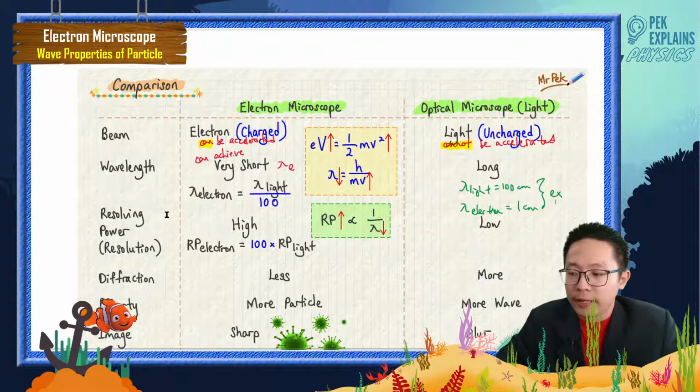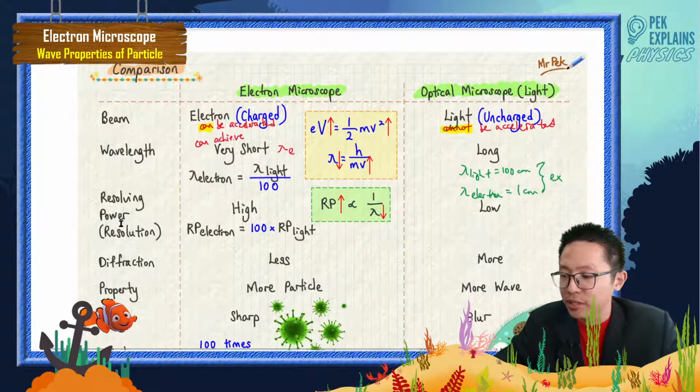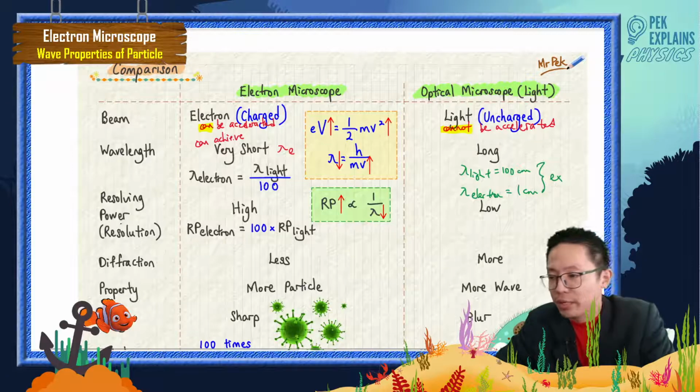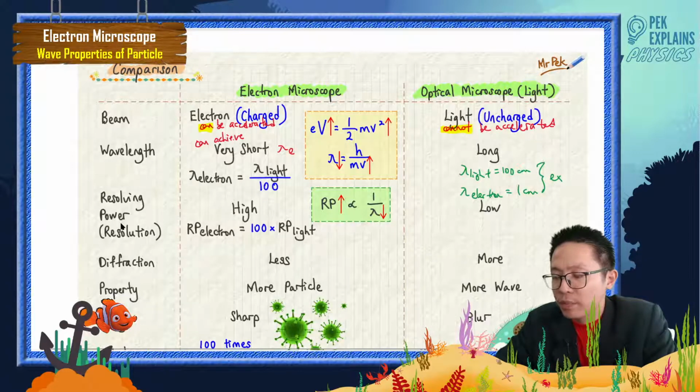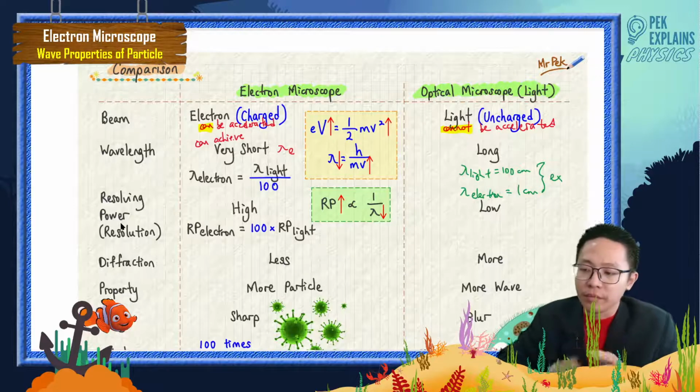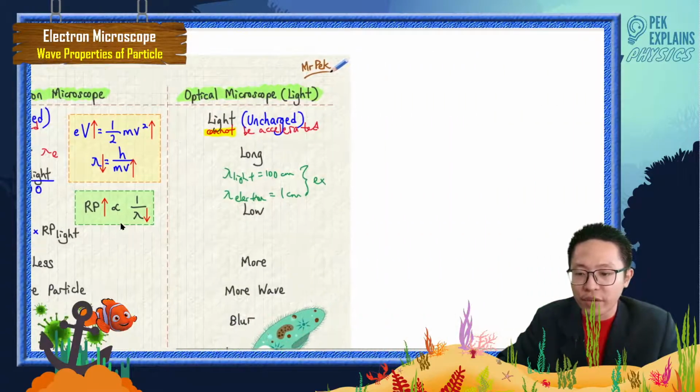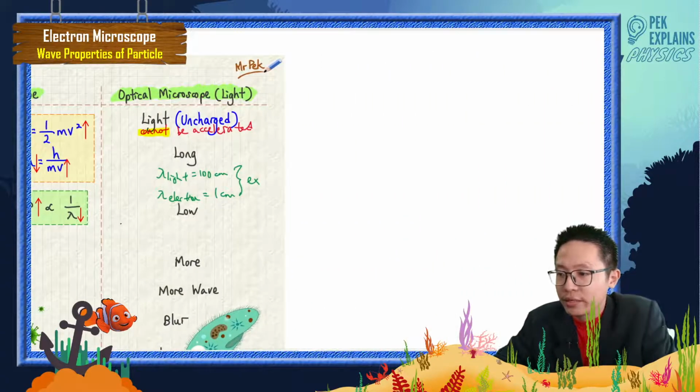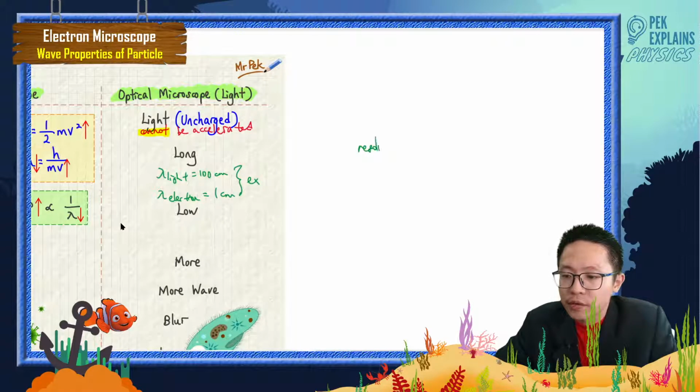And then the resolving power or resolution, or we can say the sharpness of image. Resolving power is how you resolve. That means resolve. You understand how to resolve? Resolve vector. You know what is resolve vector?